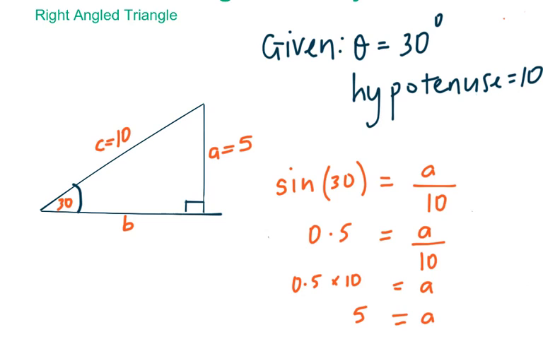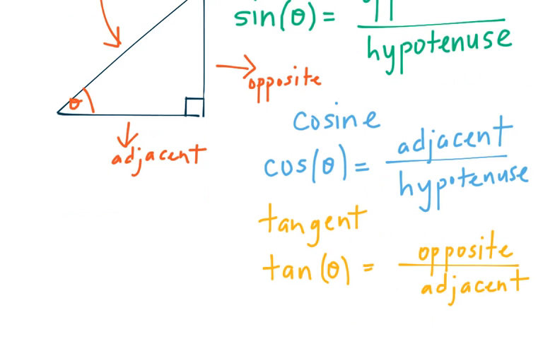B is the side that is adjacent to our angle theta, which is 30 degrees. So we can use either our tangent function or our cosine function. Why? Because both functions use the adjacent side, which is what we're trying to find. If we use a cosine function, we also need to know our hypotenuse, which we already know. It was given in our question.